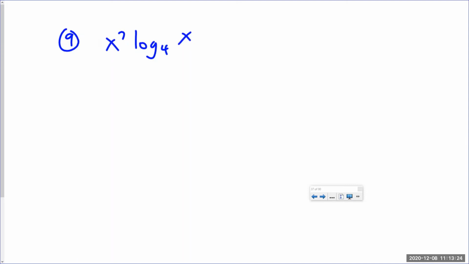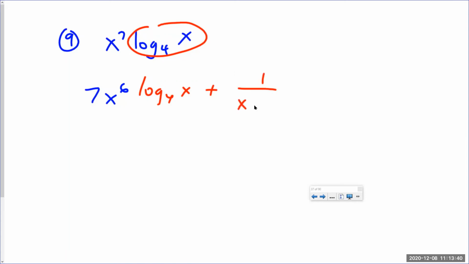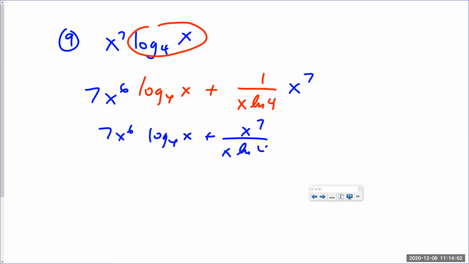So it's going to be the derivative of the first times the second plus the derivative of the second times the first. What's the derivative of log 4x? It's u prime over u. So do you see it's 1 over x, but don't forget what? ln of 4, okay? So if I simplify this, I'll get 7x to the 6th log 4x plus x to the 7th over x ln 4.